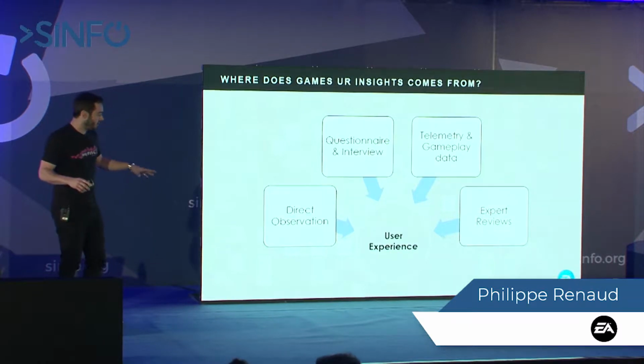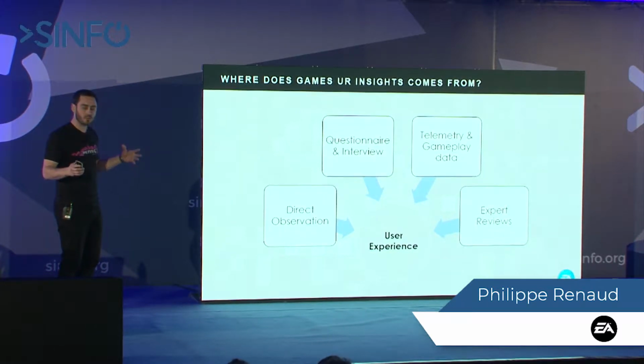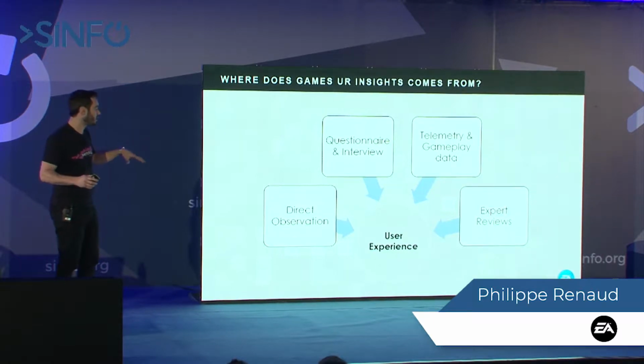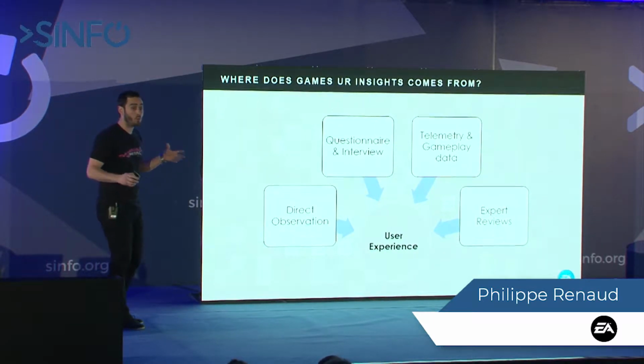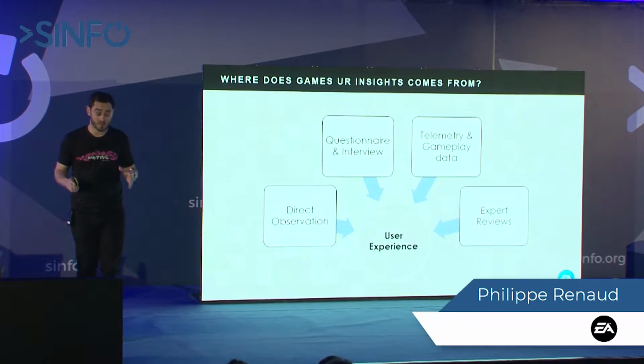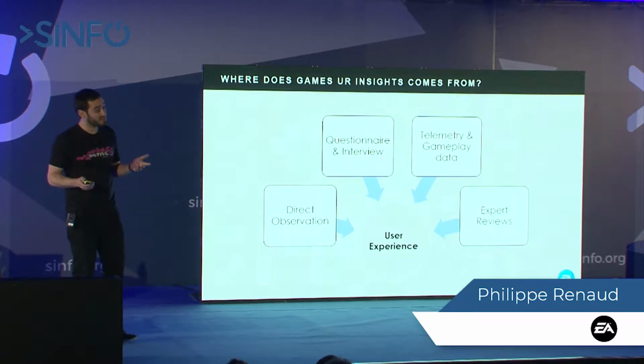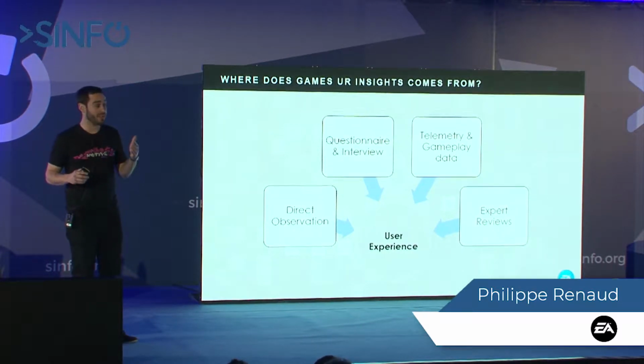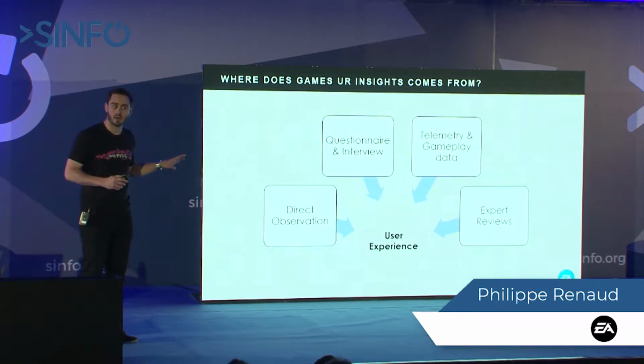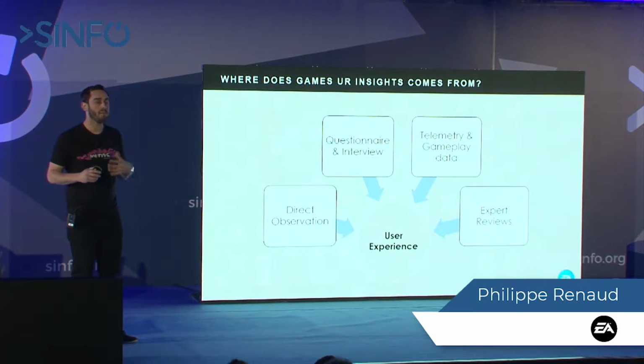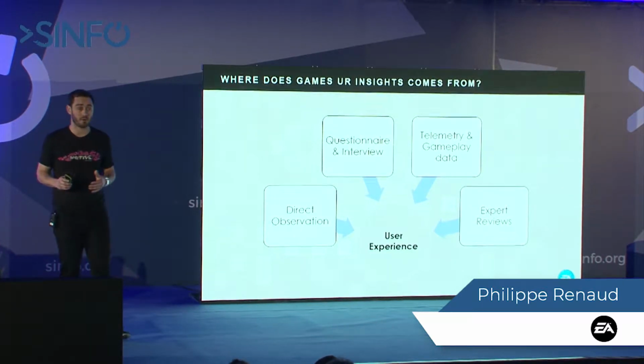This is my way of illustrating how we do user research. These are the things that we can do. Obviously, direct observation: watch your players play. Questionnaires and interviews: ask them how they feel. Telemetry and gameplay data: Scott showed a couple of great examples of what a heat map can look like. Measure as many things as you can about the experience.